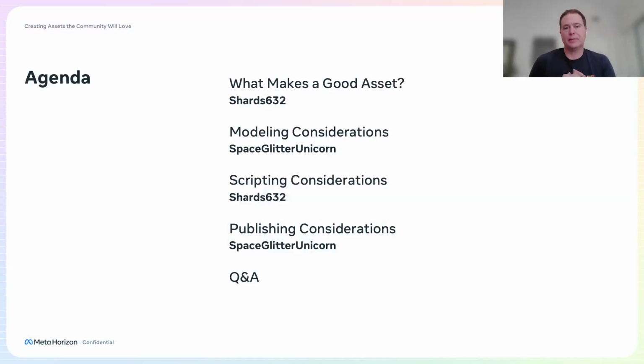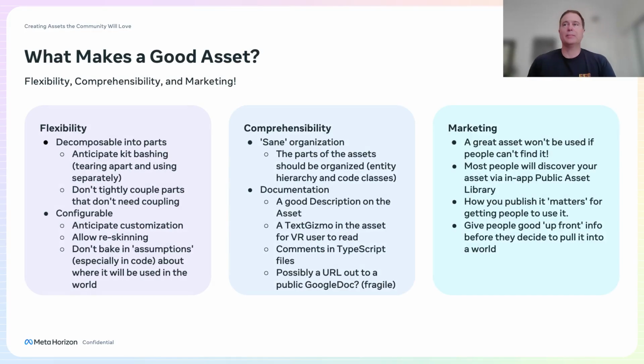Yep. So I'm going to get into the agenda: what makes a good asset, and then we'll talk about some modeling considerations, then some scripting considerations, and finally some publishing considerations, and then we'll have a Q&A at the end. So I'm going to go on to what makes a good asset. Primarily, you want to think about the flexibility of your asset, the comprehensibility, and the marketing of the asset.